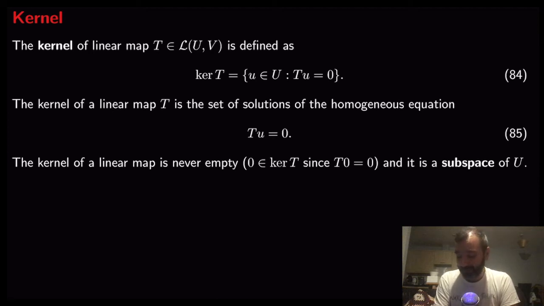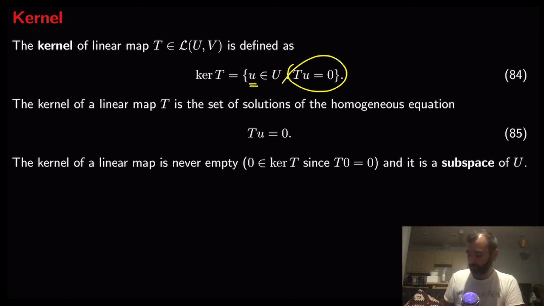The kernel of a linear map T is defined as a set. It is the set of all points U such that T of U is equal to 0. So to put it differently, the kernel of a linear map is the set of solutions of the so-called homogeneous equation Tu is equal to 0. I'll give examples afterwards. The kernel of a linear map is never empty.